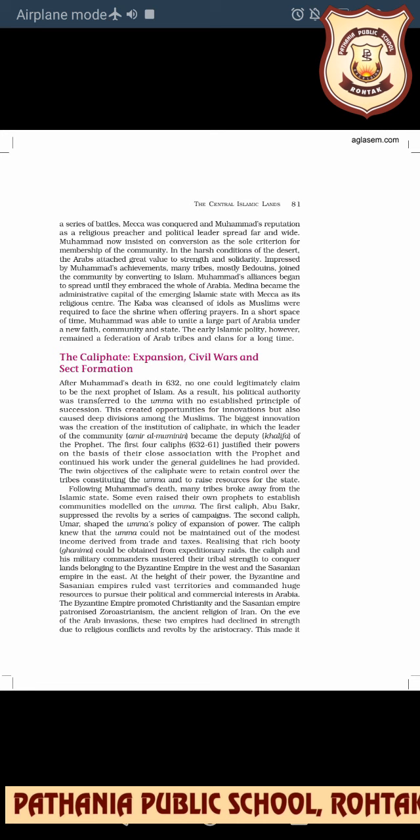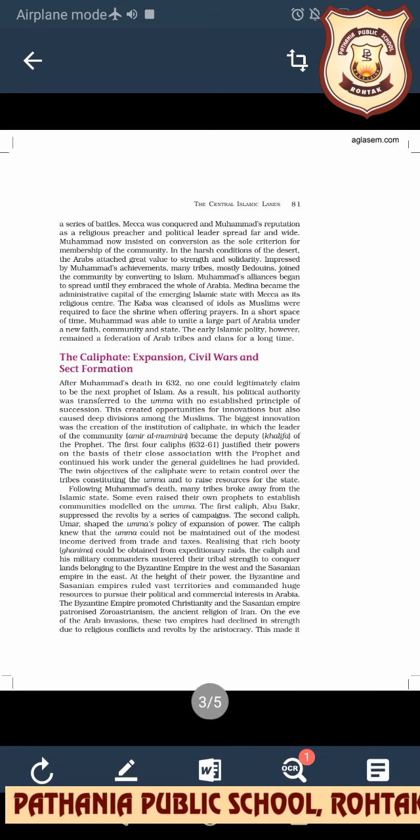Beta, booty means whenever any territory is conquered, whatever jewellery or costly items are collected after conquering an area, that is known as booty. And that booty could be obtained from raids, and the Caliph and his military commanders mustered their tribal strength to conquer lands belonging to the Byzantine Empire in the west and the Sasanian Empire in the east. Now beta, these caliphs were just gathering their tribal power.